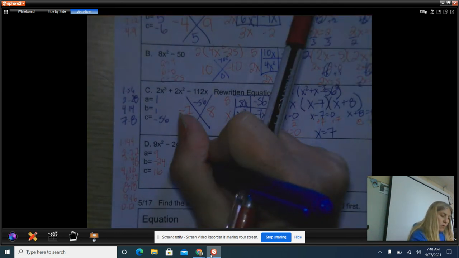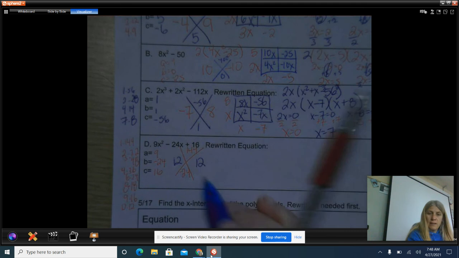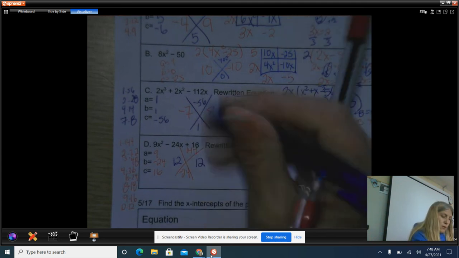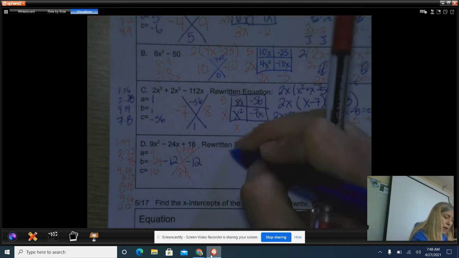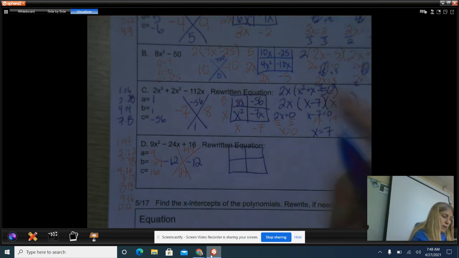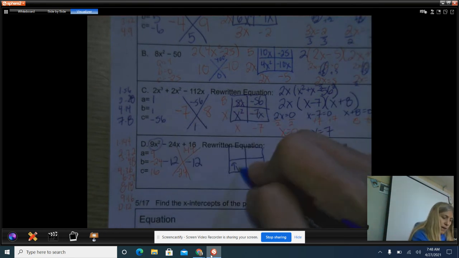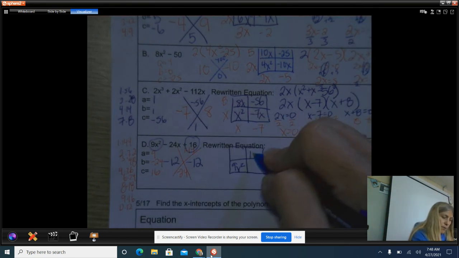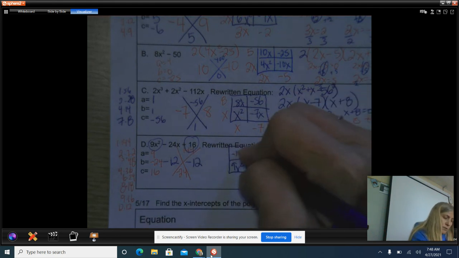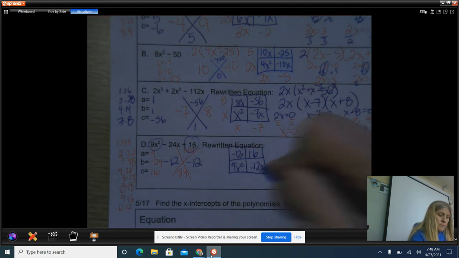So we have a 12 and a 12. It needs to be a positive 144, but a -24, so they're both going to be negative. Now we're going to go ahead and plug that into our generic rectangle. We have our 9x squared in the bottom left, our 16 in the upper right, and then we're going to plug our -24 into a -12x and a -12x.